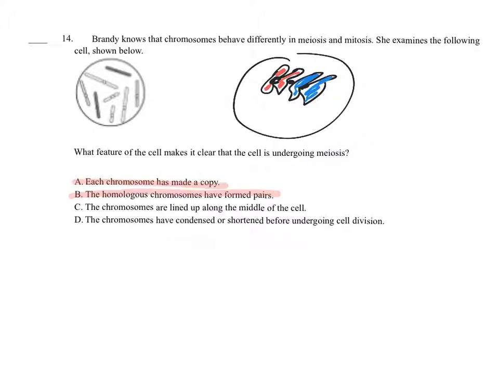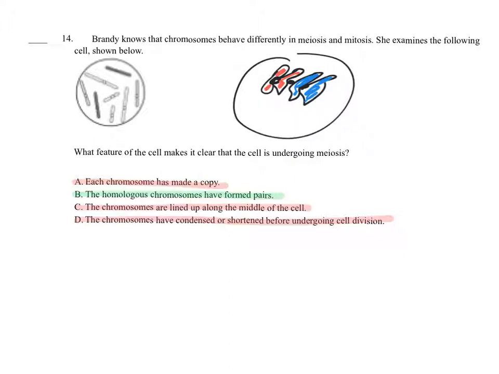Chromosomes are lined up along the middle of the cell. I'm not sure that would explain that it's meiosis. The chromosomes have condensed or shortened and are undergoing cell division. No, that doesn't make sense either. So, given the best choice, I have to go back and say it's B. Is that correct?